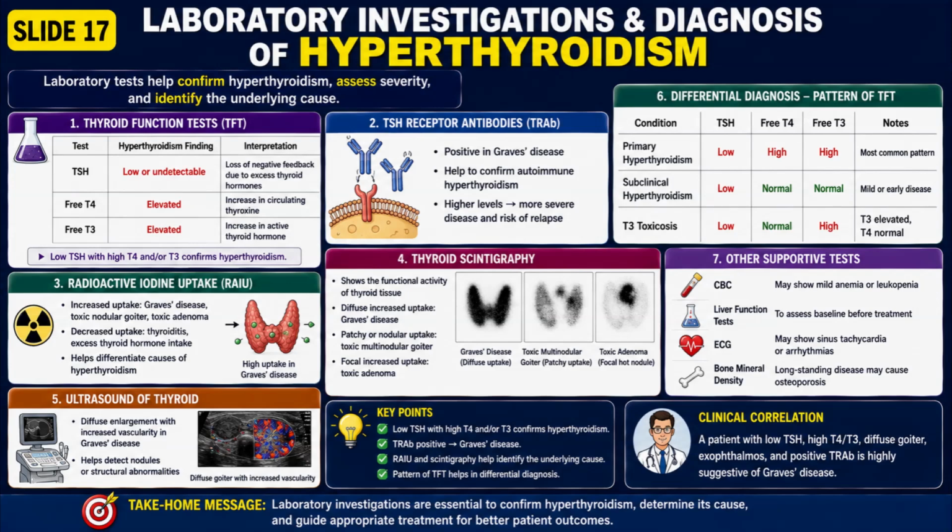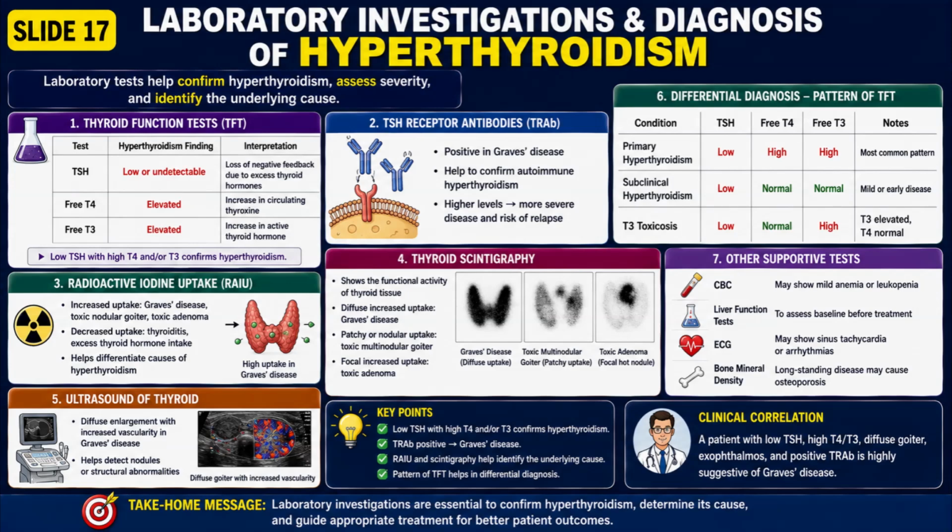The diagnosis of hypothyroidism is based on clinical symptoms, physical examination, and laboratory investigations that demonstrate excessive thyroid hormone production. The most important initial test is the measurement of thyroid-stimulating hormone, TSH. In hypothyroidism, elevated levels of thyroid hormone suppress the pituitary gland through negative feedback, resulting in very low or undetectable TSH levels. The typical laboratory pattern of hypothyroidism includes low TSH, elevated free T4, elevated free T3. This combination confirms excessive thyroid hormone activity.